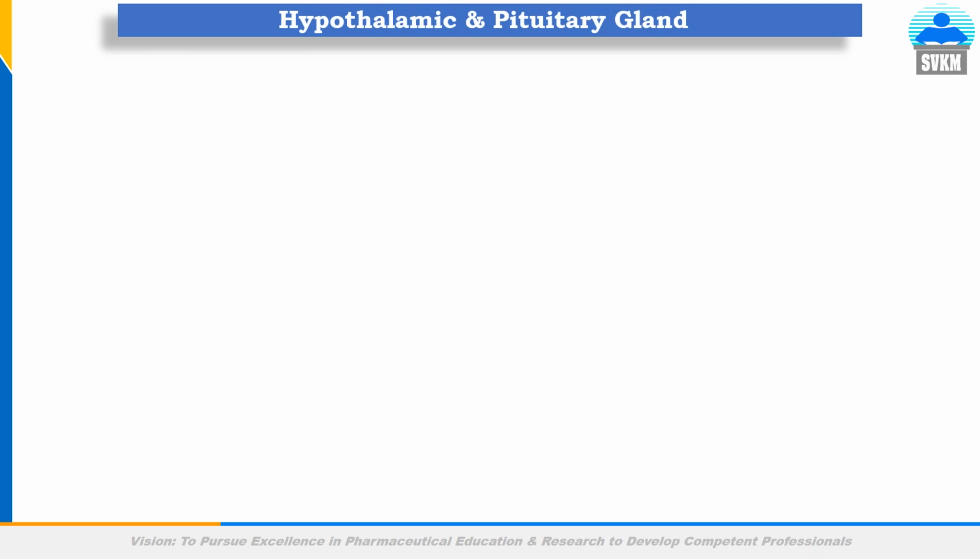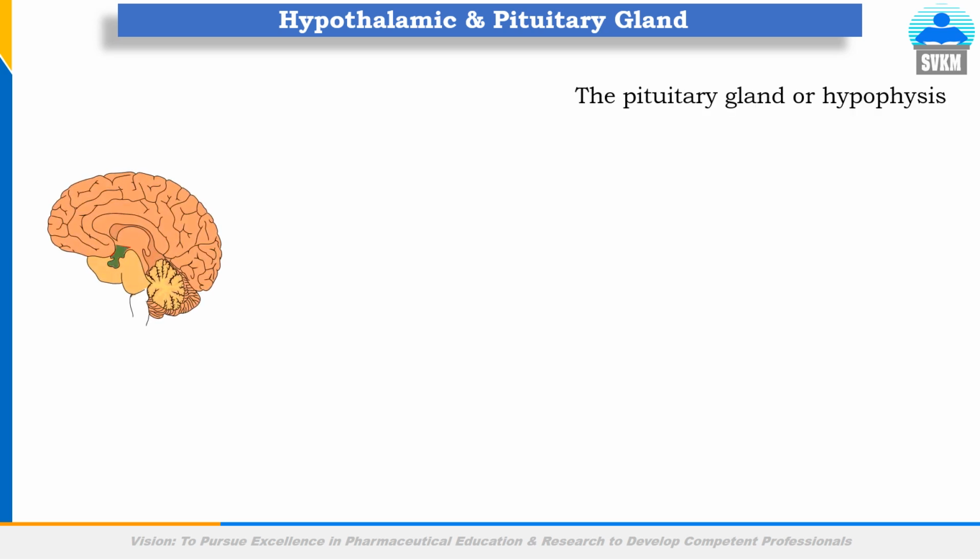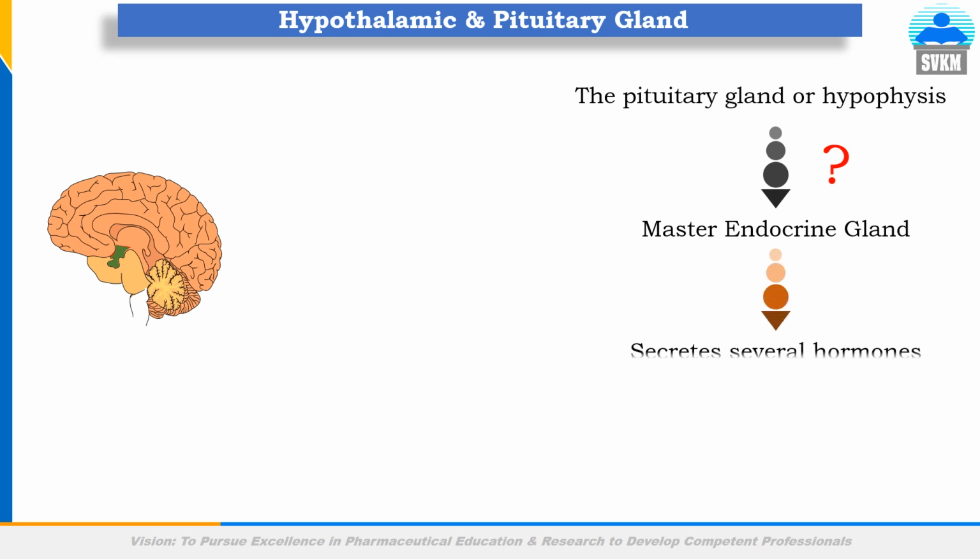Now, the hypothalamus and the pituitary gland. What is the relation between the hypothalamus and the pituitary gland? First, the pituitary gland, also called the hypophysis, is the master of the endocrine glands. Why is it called the master of the endocrine glands? Because it secretes several hormones that also control the activity of the other endocrine glands.